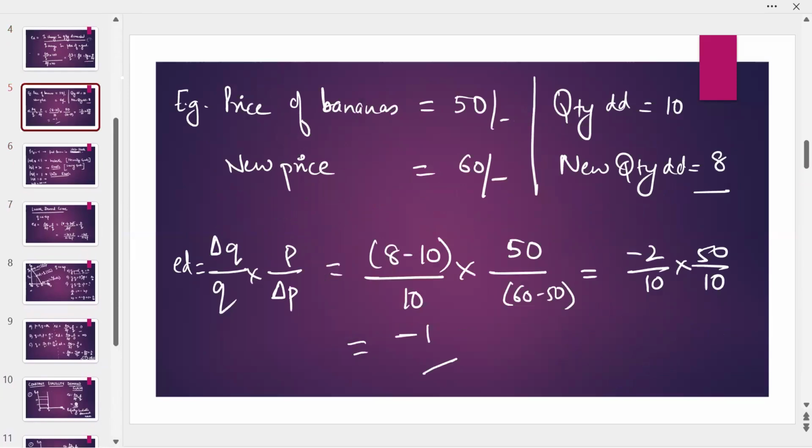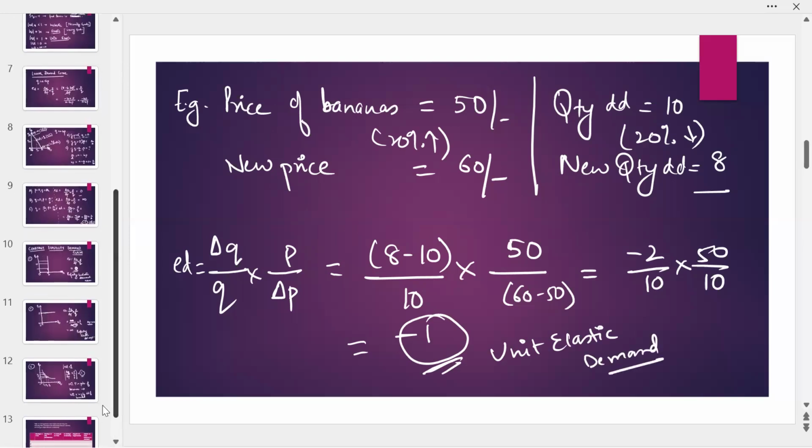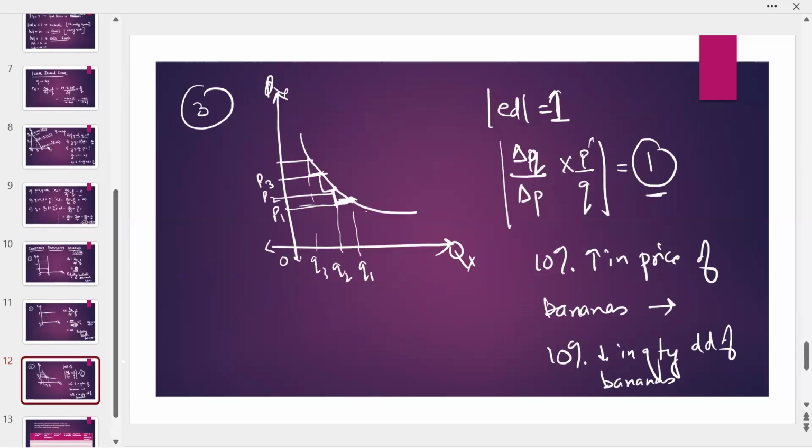Yes, here it is. So how much is the percentage change in the price of bananas? It is 20%, correct? So a 20% increase in the price of bananas leads to a 20% decline in the quantity demanded of bananas. So that's why it is unit elastic. The absolute value of the elasticity is 1. That means it's a unit elastic demand curve. The bananas have a unit elastic demand curve. All right, understood?